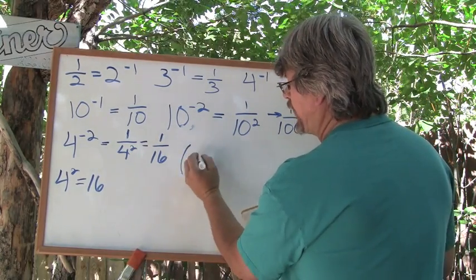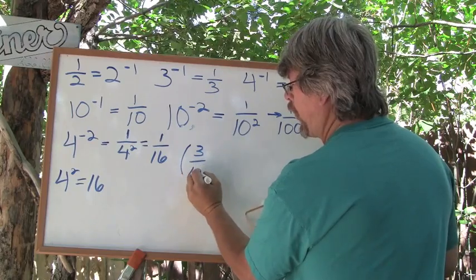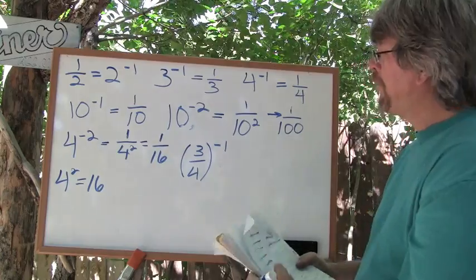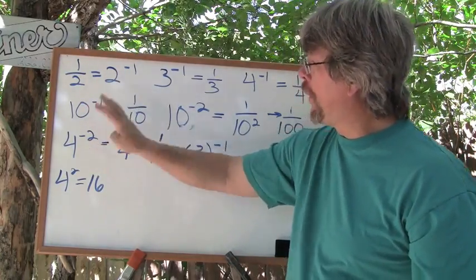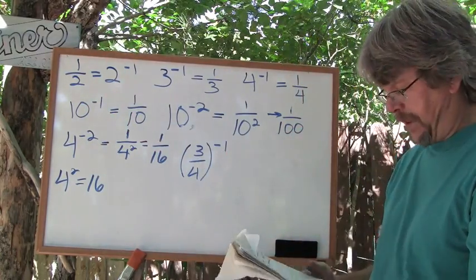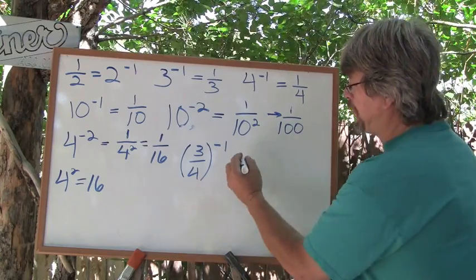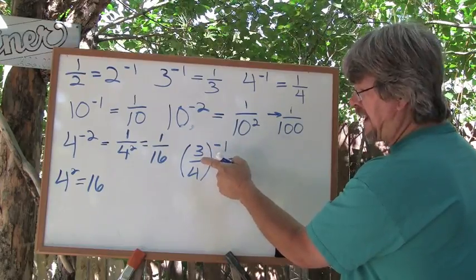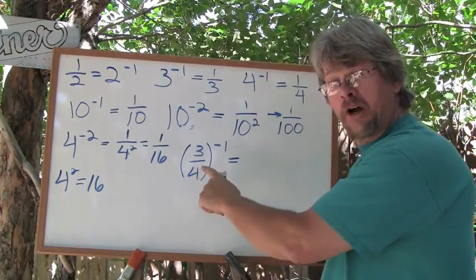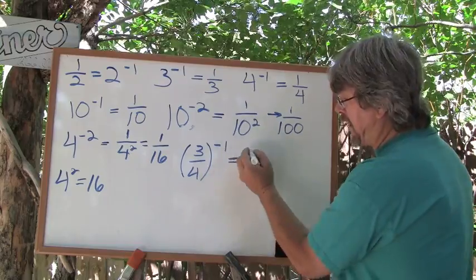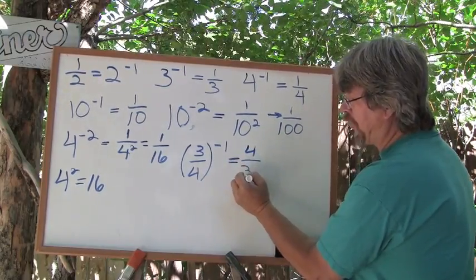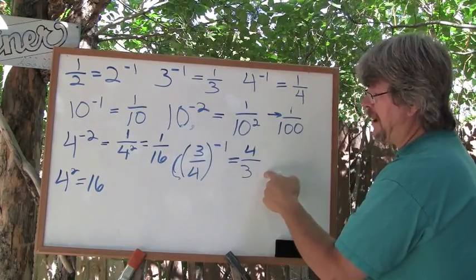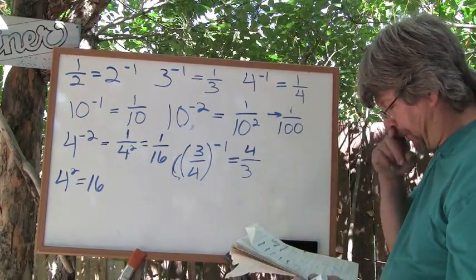What if we have a fraction 3/4 to the negative 1? What happens if instead of a whole number, we have a fraction to the negative 1? This simply says, this gives us the answer as the reciprocal of 3/4. So this answer is going to be 4/3. You're simply going to flip the numerator and denominator around, and that equals 4/3.